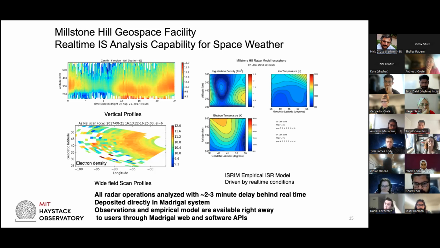We can also, as I said, if we needed to, operate a 2 to 3 minute delay behind real time. That's not being done right now. When we do operate, we have a real time mode, and all of the data goes directly into the Madrigal database, which I'm going to at least mention here. The observations are available right away. So there are a lot of advantages to what we have set up.